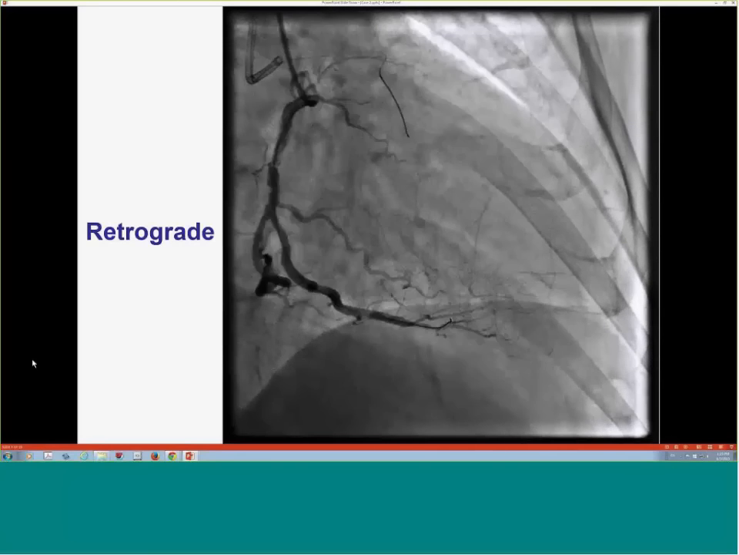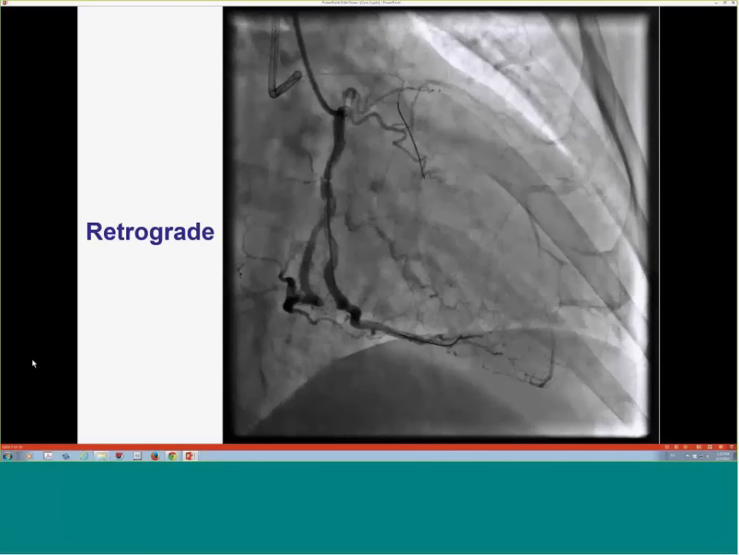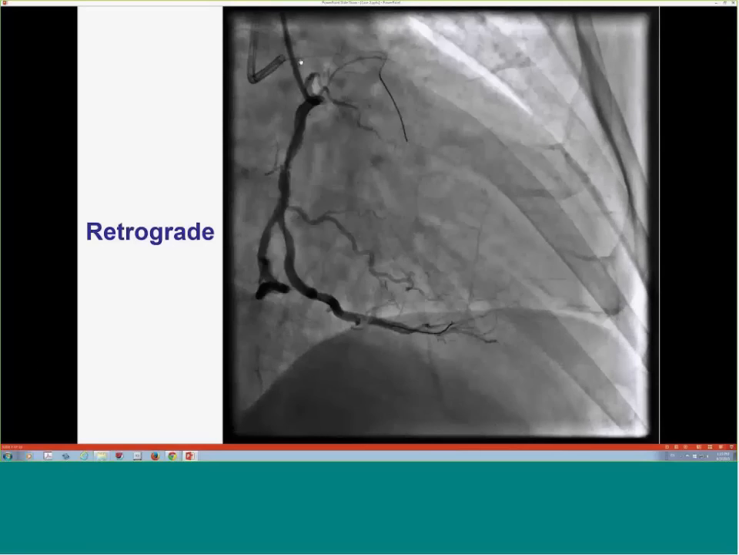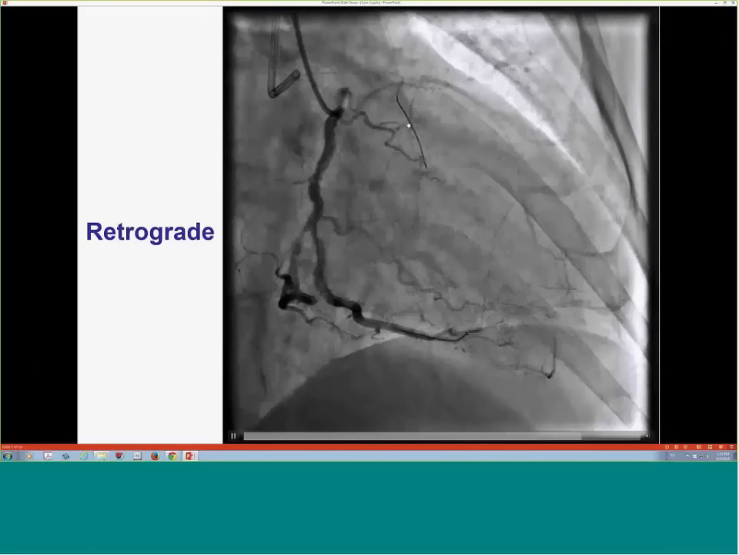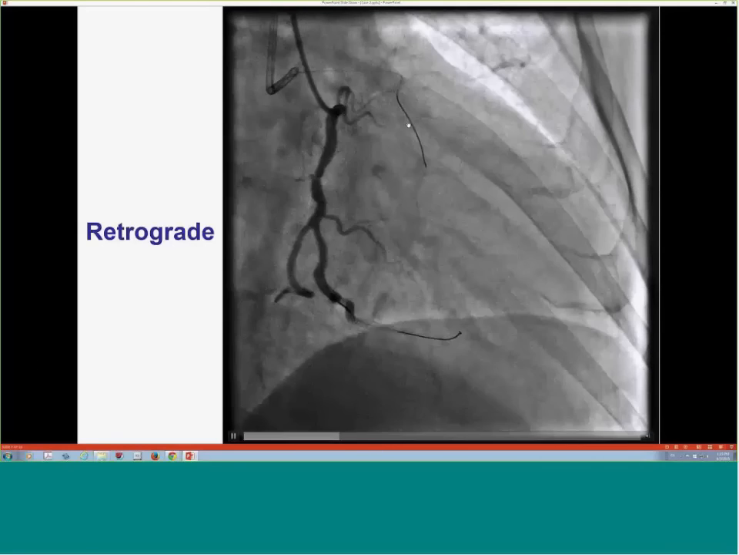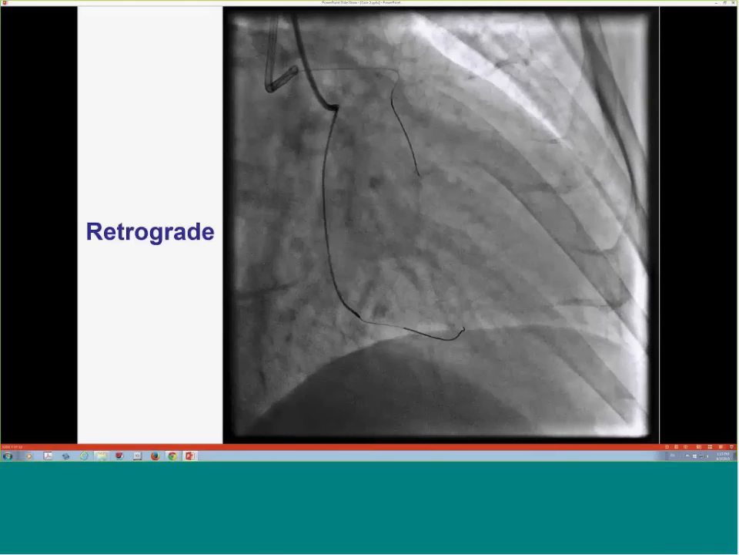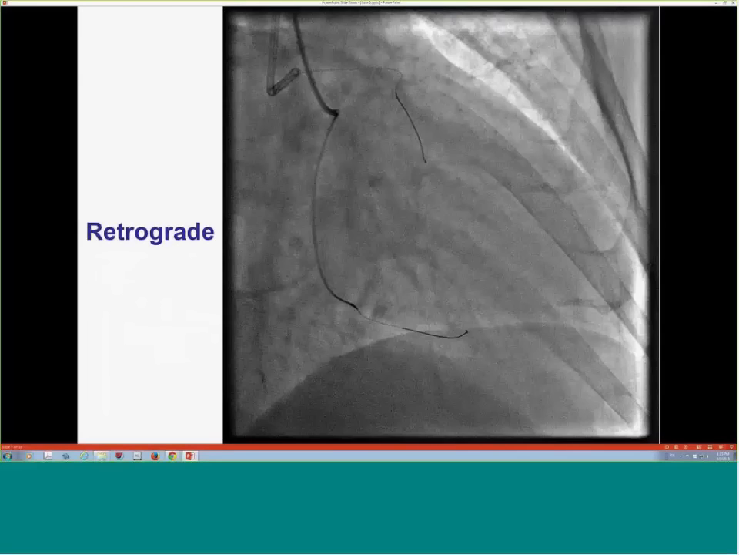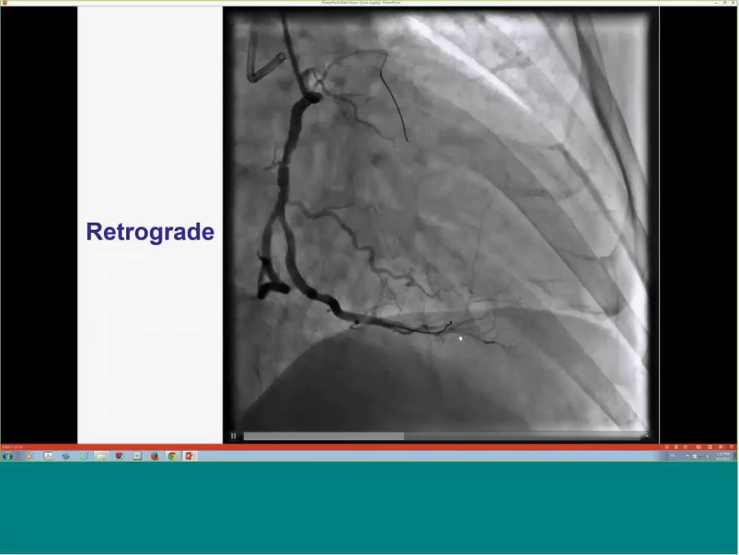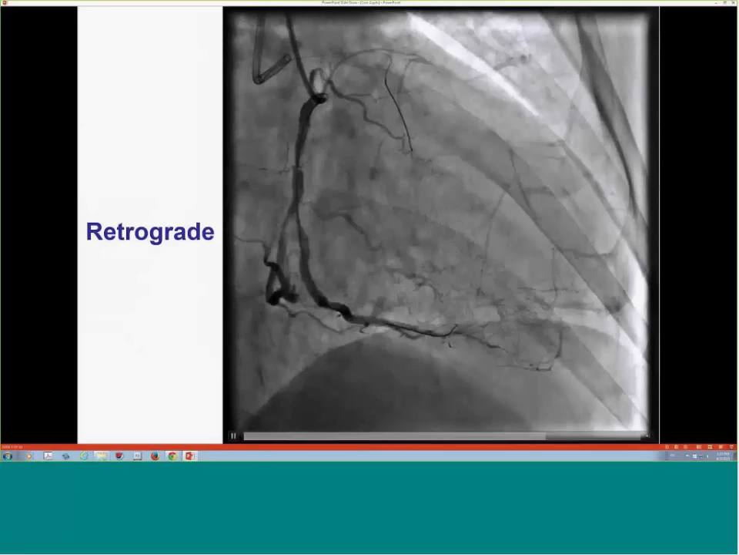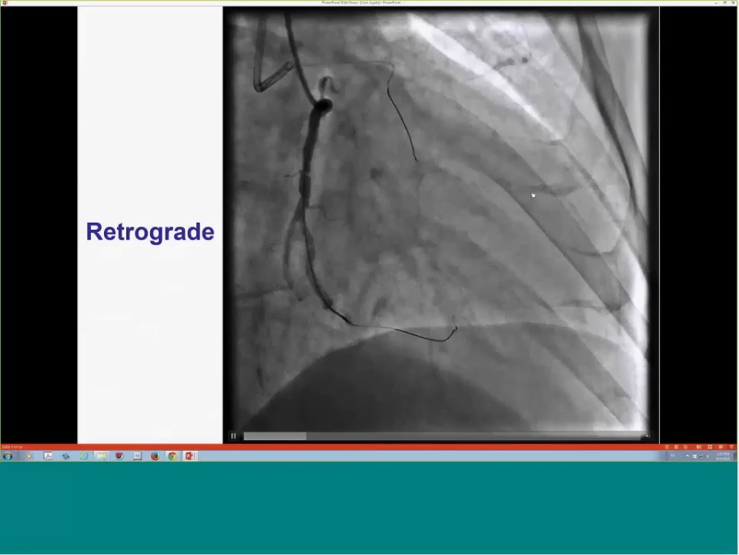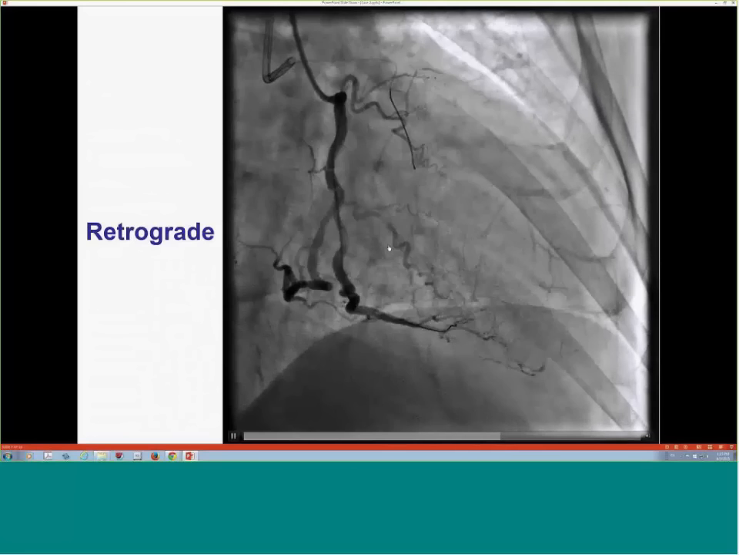So we tried to go antegrade. I couldn't select that vessel, so we decided to leave a wire in the circ. So what you're seeing up here is a guide wire in the circumflex artery, and then this is a picture from the right coronary artery. And we were able to advance a Sion guide wire to this last septal, and we debated whether we should go for the more distal septal versus the more proximal septal.